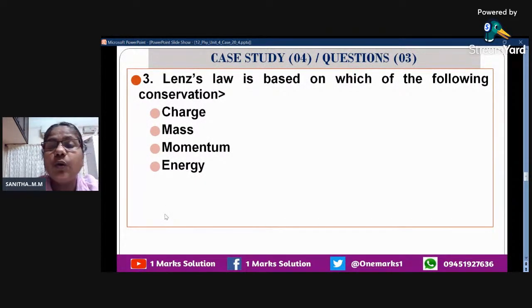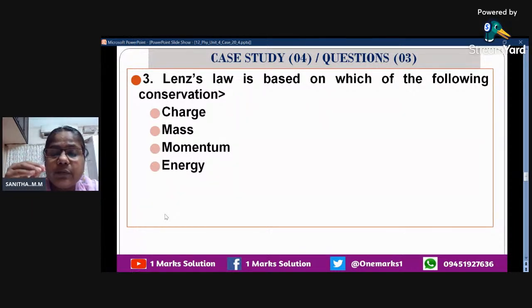Now let us move to the third question. Lenz's law is based on which of the following conservations: charge, mass, momentum, energy? No doubt, and it's very, very important, it is energy. Why? Because we know energy can neither be created nor be destroyed. It is the law of conservation of energy.